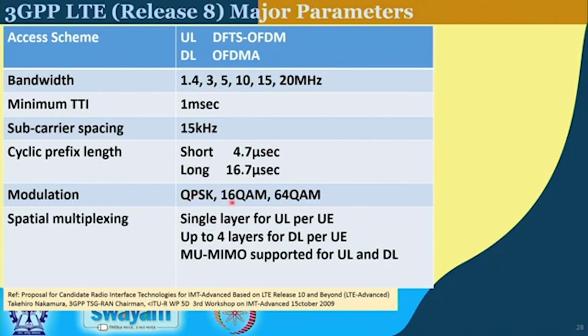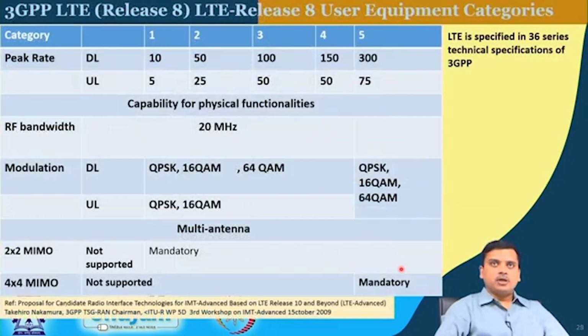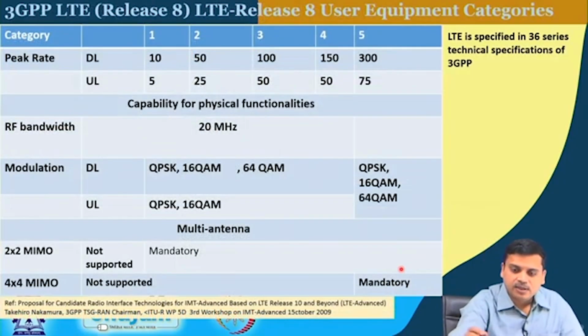Modulation, as indicated in the previous slide: QPSK, 16 QAM and 64 QAM are allowed. Spatial multiplexing or MIMO: as we see, single layer MIMO for uplink per user is supported in LTE, and up to 4 layers for downlink per UE, where UE is the user equipment. MU MIMO, that is multi user MIMO, is supported for both uplink and downlink. So, these are some of the important technical parameters which can be used to describe the LTE air interface.